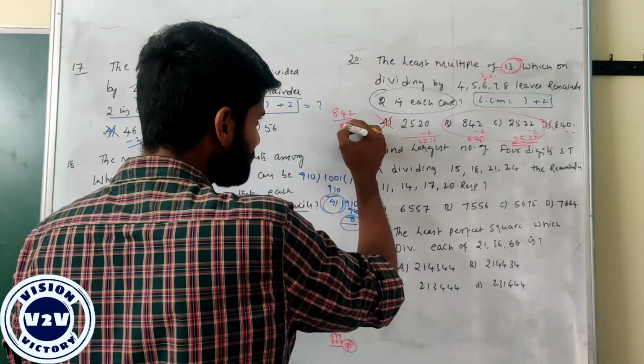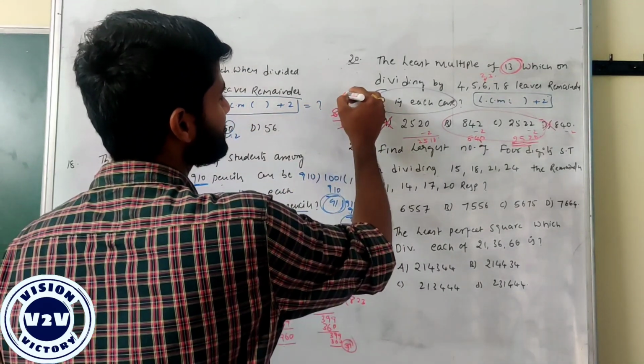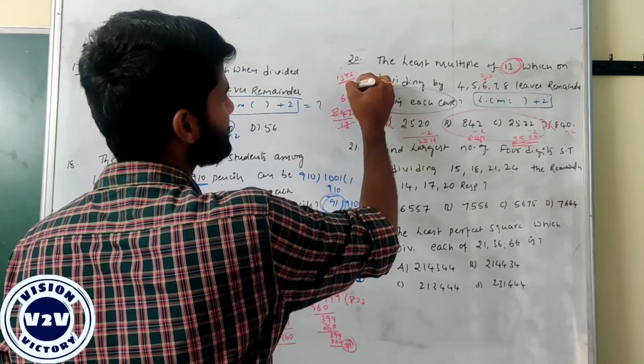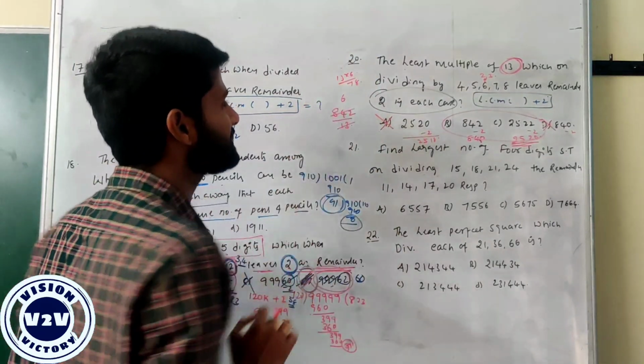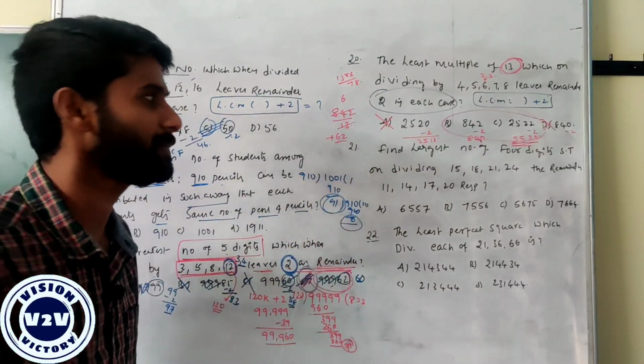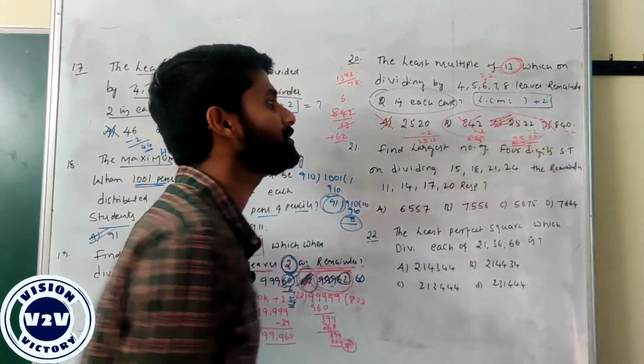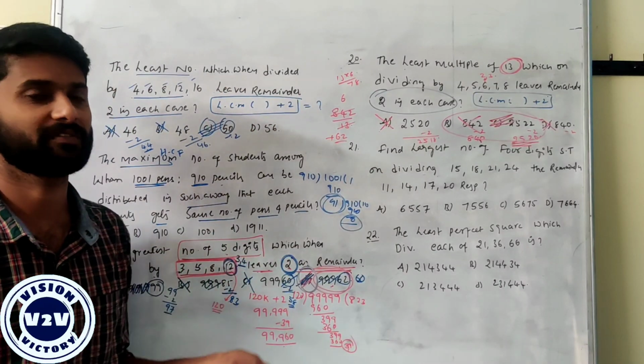See, 13 ones are 13, 13 sixes are 78, we have 62 common. So 62 is not divisible by 13, that's why 842 is not an answer, so the option is 2522. So go with the direct option verification.